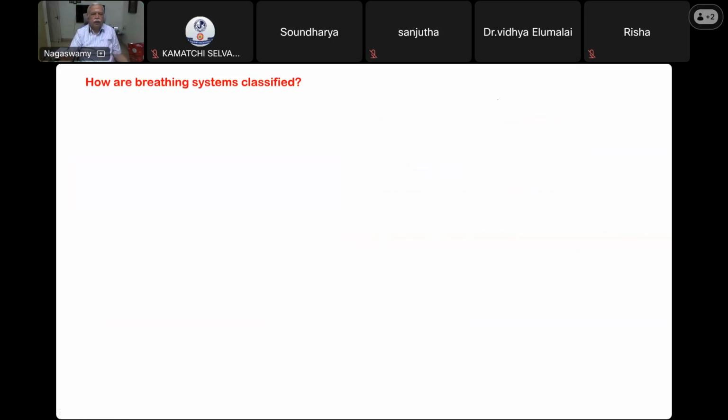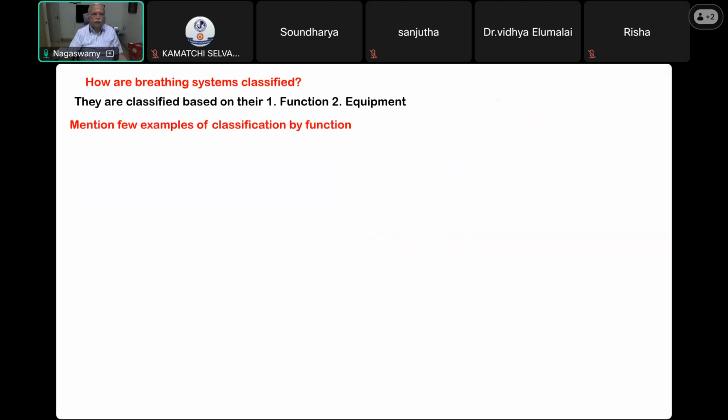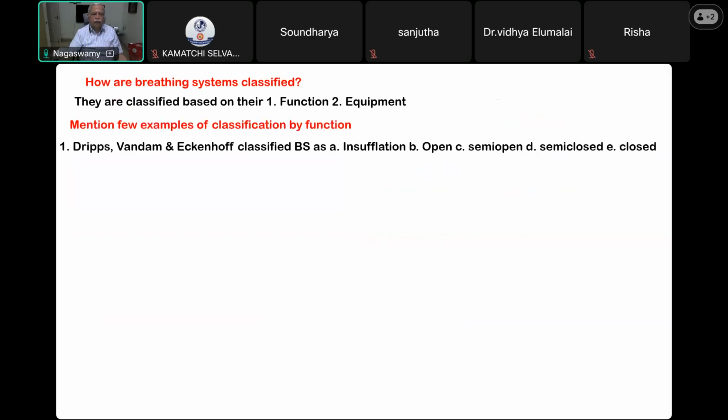So how are breathing systems classified? They are classified based on their function and equipment. A few examples of functional classification: Dripps, Vandam and Eckenhoff described it as insufflation system, open method, semi-open, semi-closed and closed. These 5 classifications were done by them.